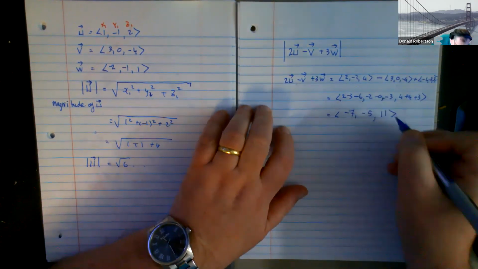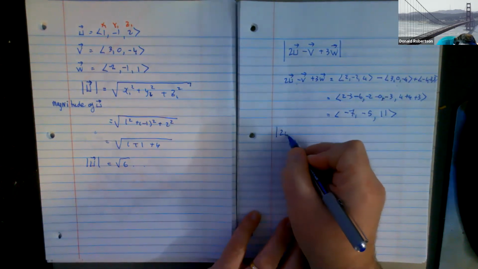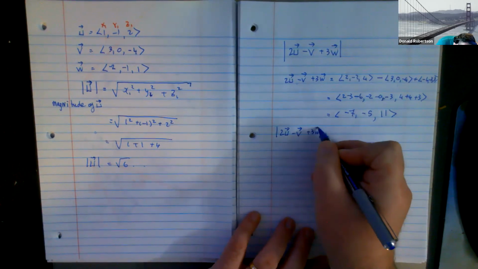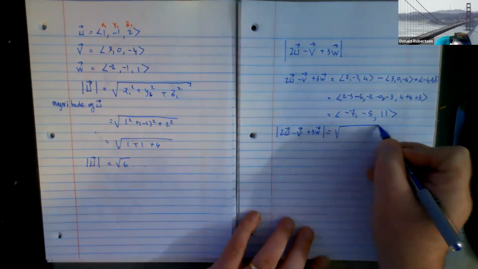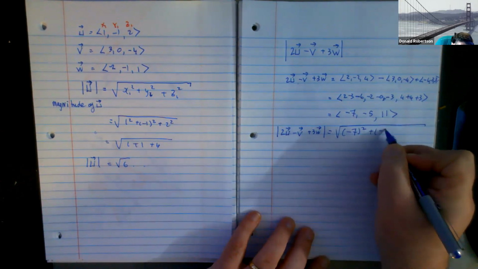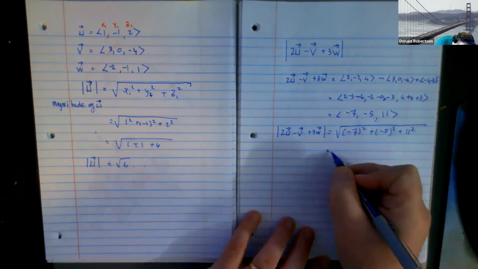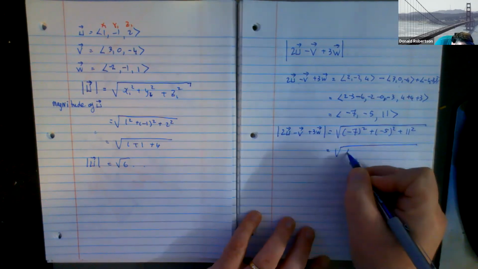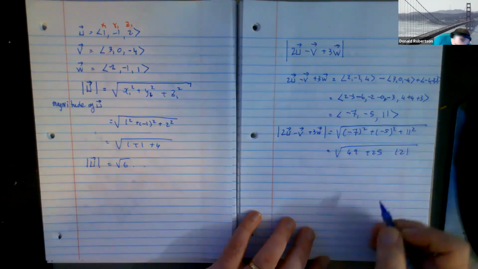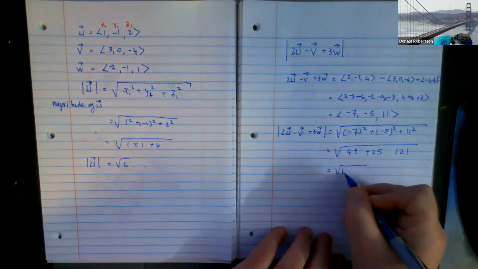I wish I'd thought this thing through before I made the question up. Now I can get the magnitude. It's the square root of -7 squared, -5 squared, plus 11 squared. That's 49, 25, and 121. Not as bad as I thought. It's the square root of 195.